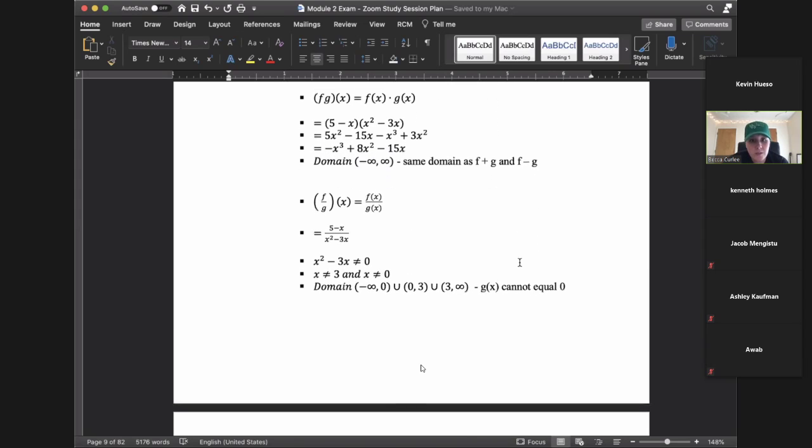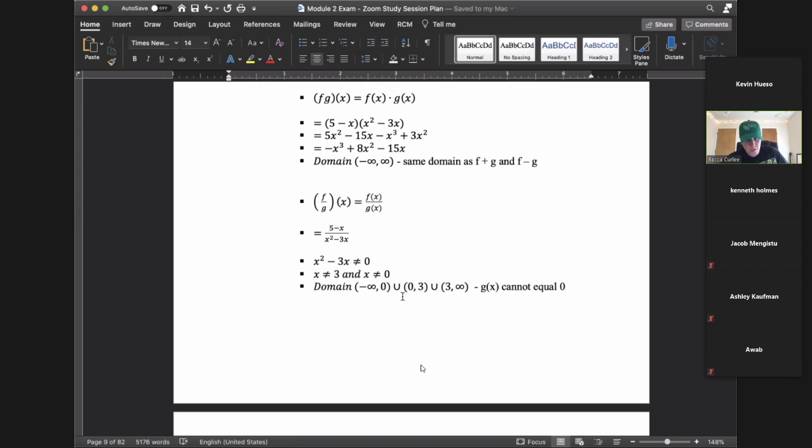So this one, we know that g of x cannot equal 0. So we're setting it up just like f of x over g of x. We've got 5 minus x over x squared minus 3x. So we know that x squared minus 3x cannot equal 0 because it's in the denominator. Remember, g of x cannot equal 0. So we know that x cannot equal 3 and x cannot equal 0, because when x equals 0, the denominator is 0. And when x equals 3, you've got 3 squared, which is 9, minus 3 times 3, which is 9. 9 minus 9 is 0.